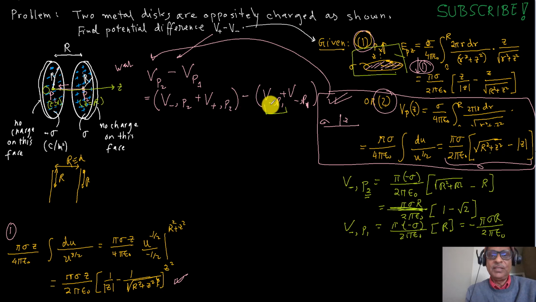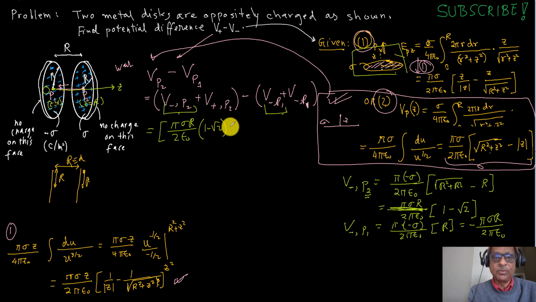You can already see that I can just subtract this with this, and you already have that answer. And then it should be twice that much, right? That's obviously what we expect from the symmetry. But let's carry on the calculation. So from this you have πσR over 2ε₀ times (1 minus square root 2). So I need to work that out.